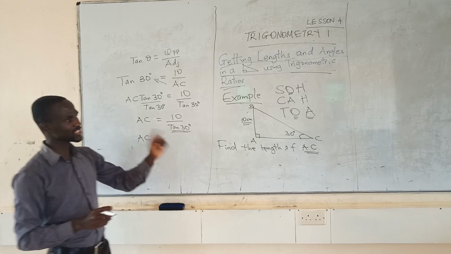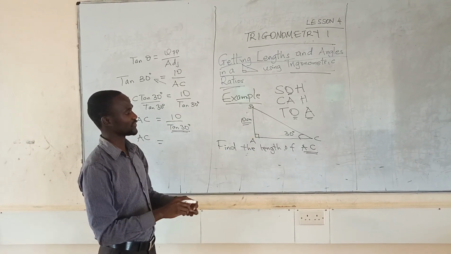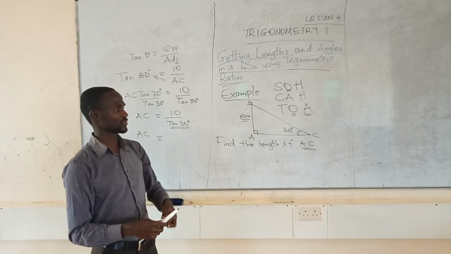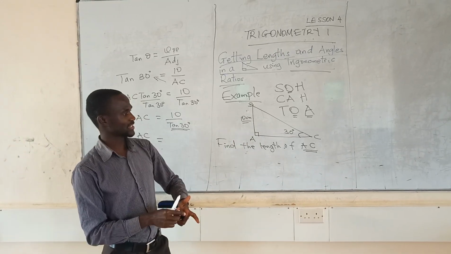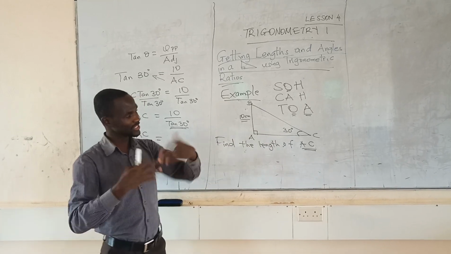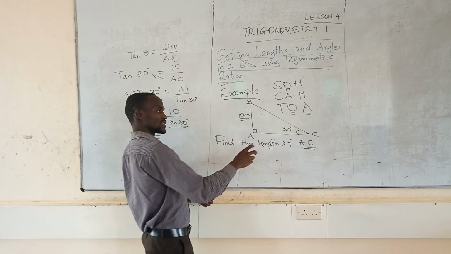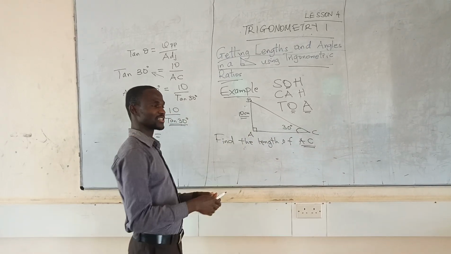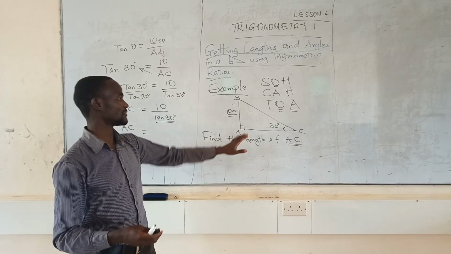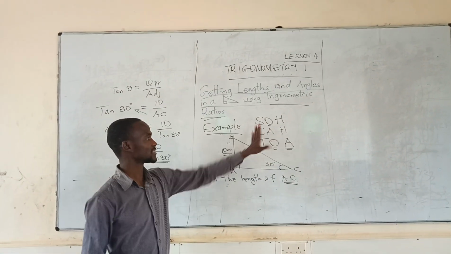So basically, what is important when you're given such a question, and there is a particular side in question, is that you must try and sketch that particular triangle, or if it's already sketched for you, then you want to see how the angle given and the side given are related to any of the three ratios in the mnemonic.